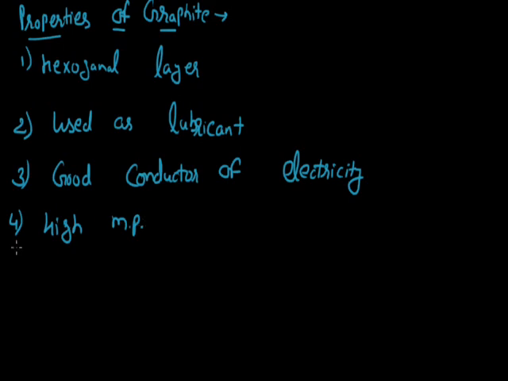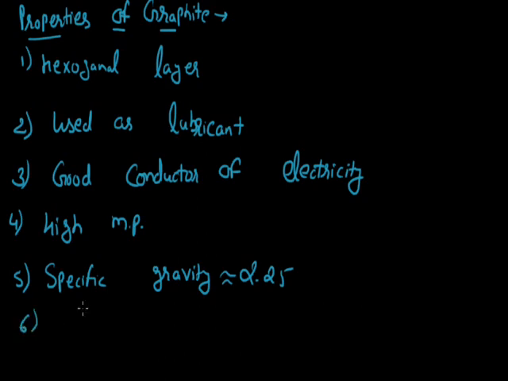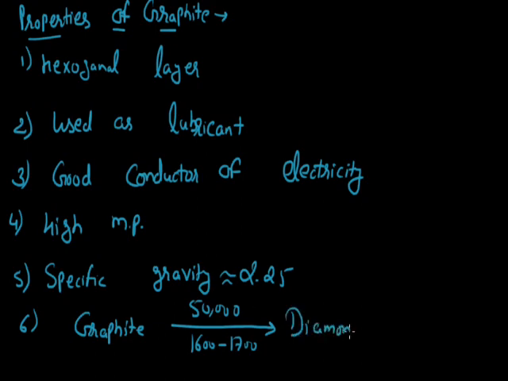Graphite has a high specific gravity, and the value is approx 2.25. When graphite is heated at a very high temperature and a very high pressure, approx 50,000 and a temperature between 1600 to 1700 degrees centigrade, graphite is converted into diamond. These diamonds which are formed from graphite are known as artificial diamonds. So these are the properties and uses of graphite.